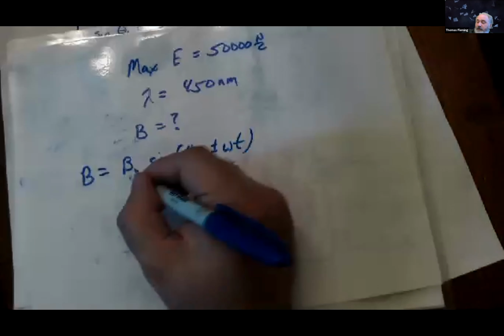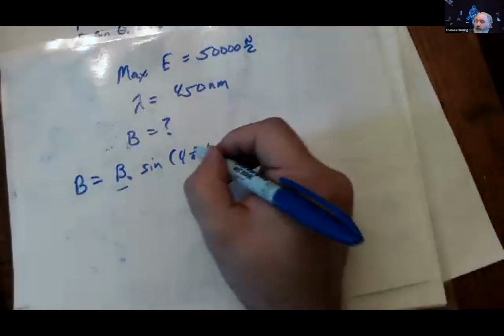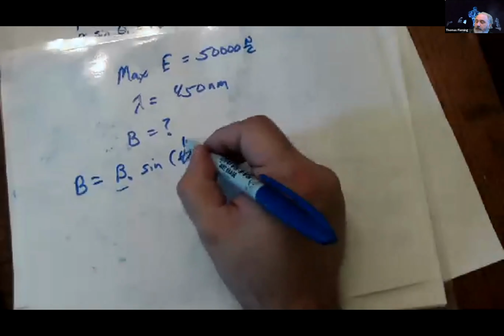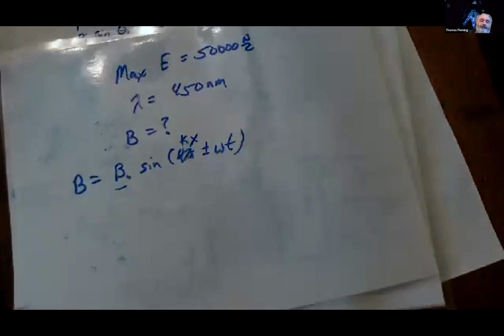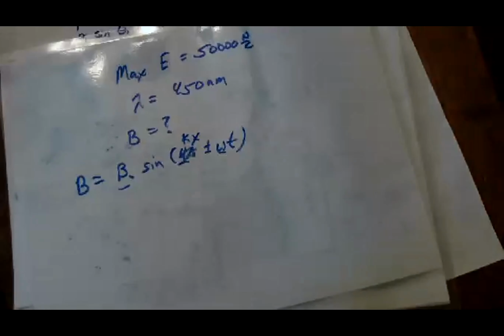Do I know what this is, or K, or this is? Do I know what any of those things are? No. Can I figure them out?